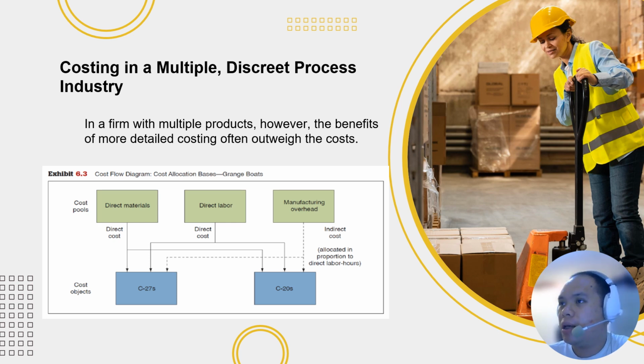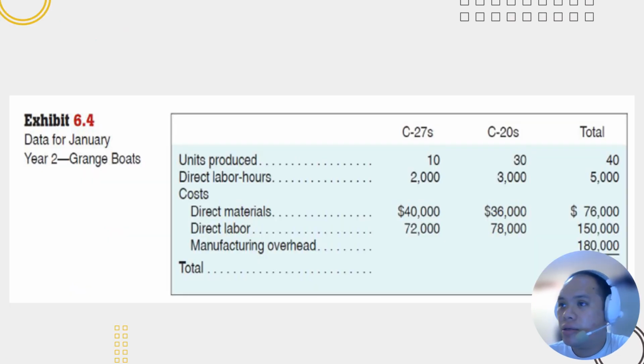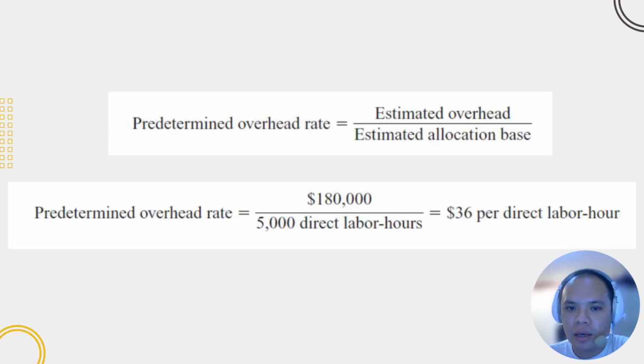So in a firm with multiple products, however, the benefits of more detailed costing often outweigh the cost. In this cost flow diagram, we can see that all those cost pools, direct materials, direct labor, and manufacturing overhead, are divided into these two cost objects, which are the products of the business. So the direct materials, direct labor, and manufacturing overhead will be allocated to these two products. Okay. So, say for example in this scenario.